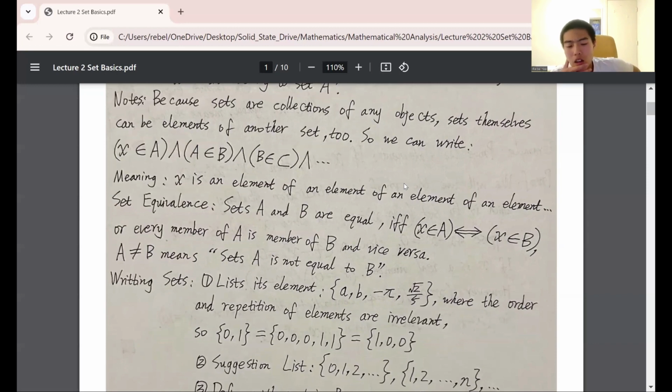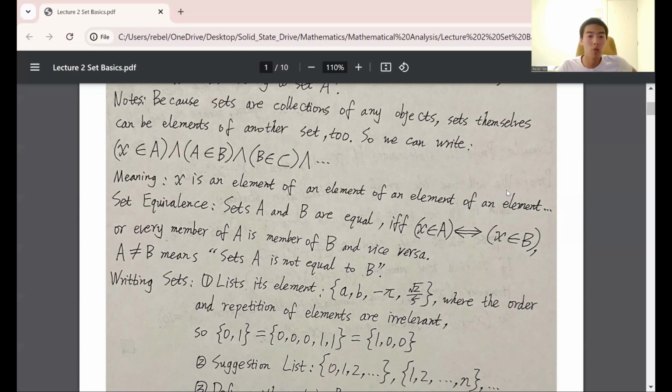As you can see, sets can contain everything from numbers to, for example, the Empire State Building, which can also be an element in a set. Sets themselves can also be elements in other sets. So we define element X belongs to set A, and A is a set, but it can also be an element of set B, and B is an element of set C, and this can continue. It means X is an element of an element of an element, and so on. If we end here, X is an element of C, right?